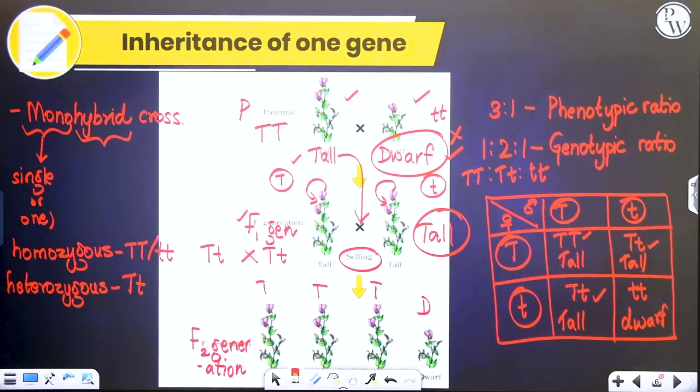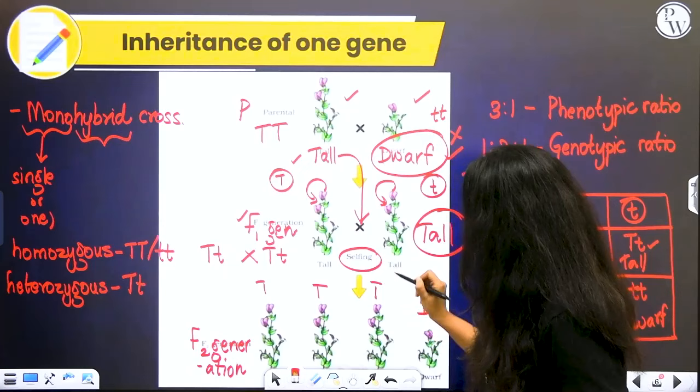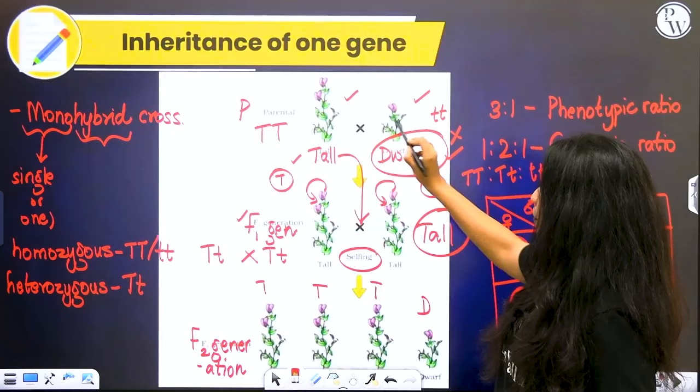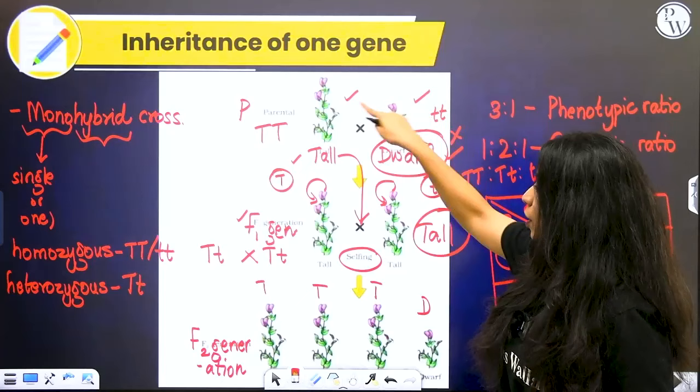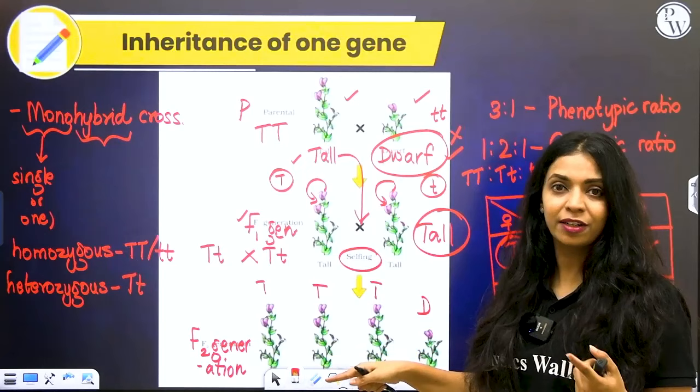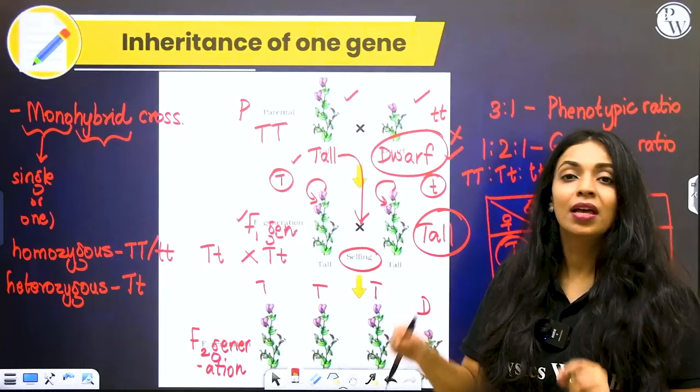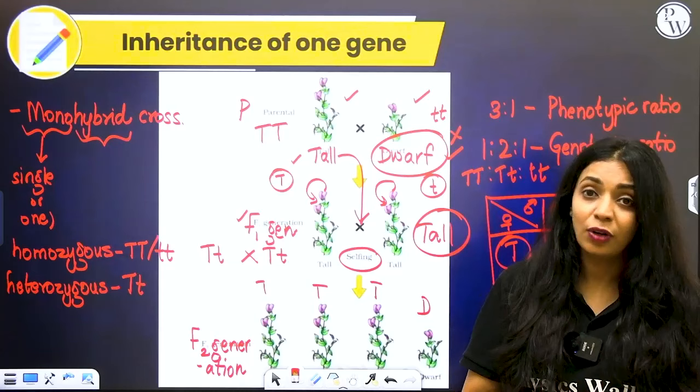Hetero means different. One thing you must remember is, whichever character appears in the F1 generation, though both the traits were there in the parents, for tallness also there was a copy for dwarfness, there was a copy, but only one of them showed up in the F1 generation. Whichever one showed up in the F1 generation, that is called the dominant trait. Whichever failed to express in the F1 generation, that is called the recessive trait. Okay, recessive condition or the genotype for the recessive trait is always going to be homozygous.